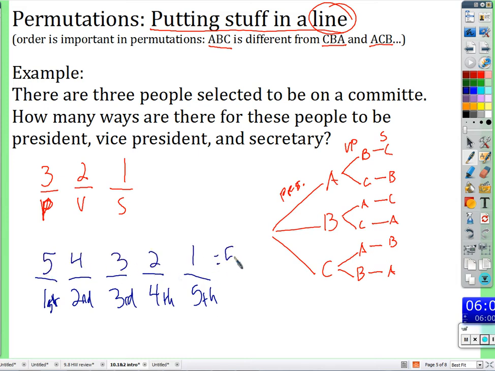This is 5 factorial. This is 3 factorial. What does factorial mean, now that we've seen a couple of examples?